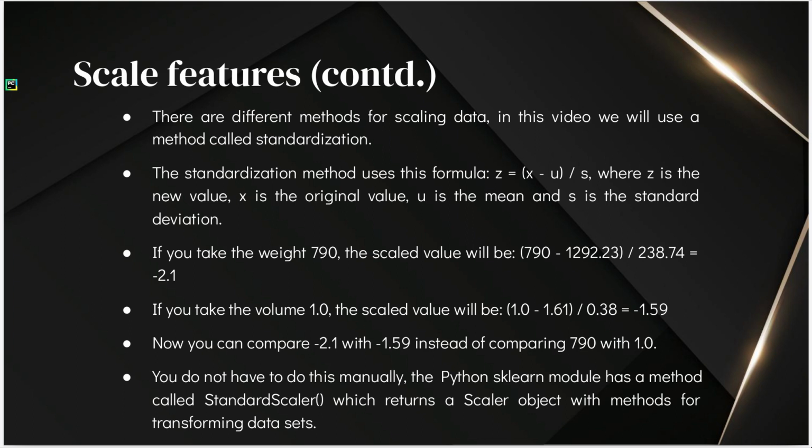So if you take the weight 790, the scaled value would be 790 minus 1292.23 divided by 238.74, which is minus 2.1. And similarly, if you scale the volume of 1, the scaled value would be 1 minus 1.61 divided by 0.38, which is minus 1.59. Comparing minus 2.1 with minus 1.59 is much easier than comparing 790 with 1.